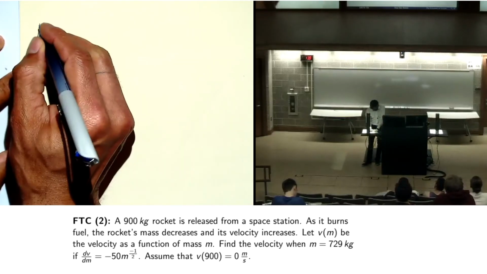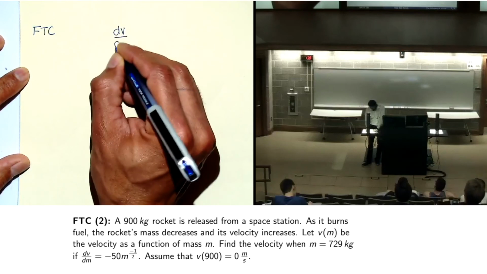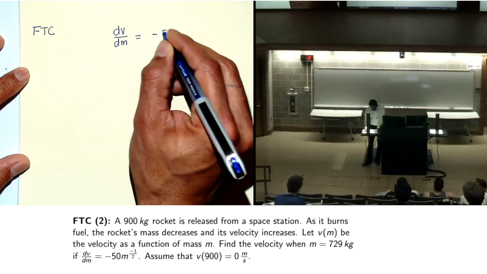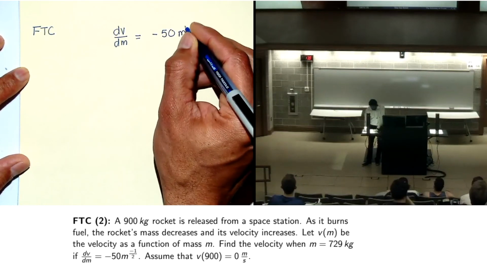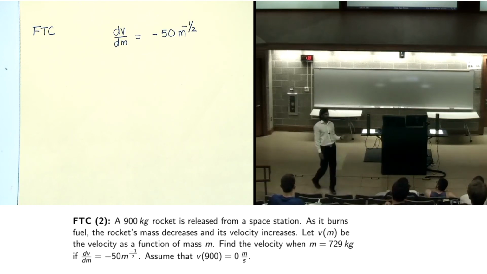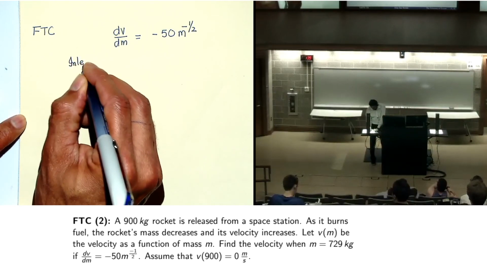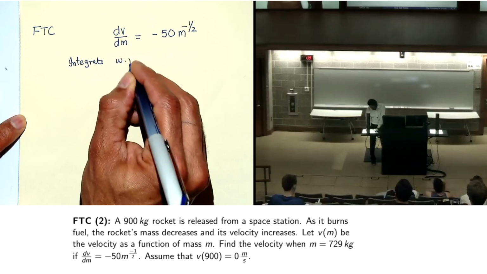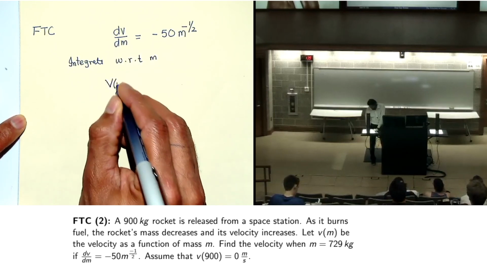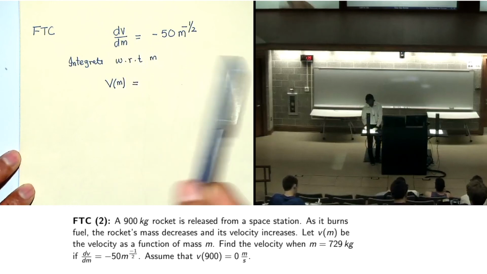Okay, so what we have here is again FTC, the fundamental theorem of calculus. dV/dm is minus 50 m to the power minus 1/2. That is my derivative of velocity with respect to the mass. If I integrate with respect to m, I'm going to get V(m), because the integration is going to cancel the derivative by the fundamental theorem of calculus. V is also a function of m.